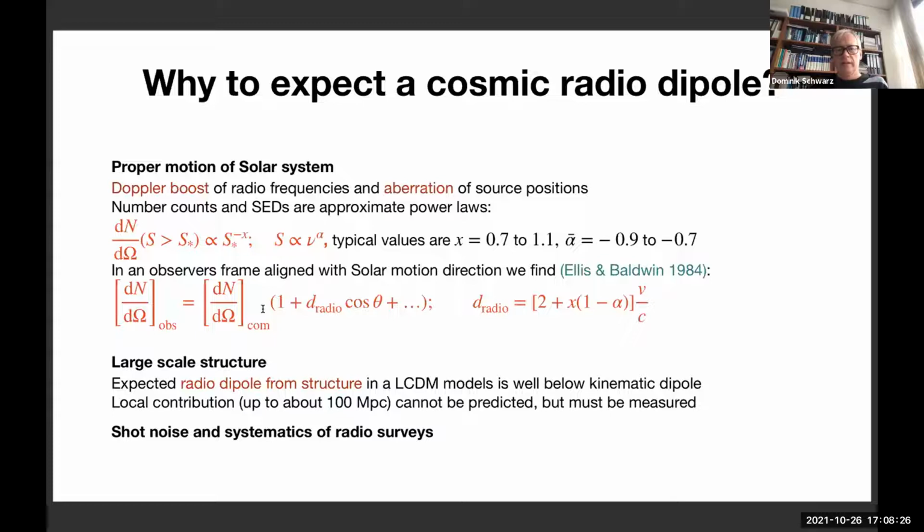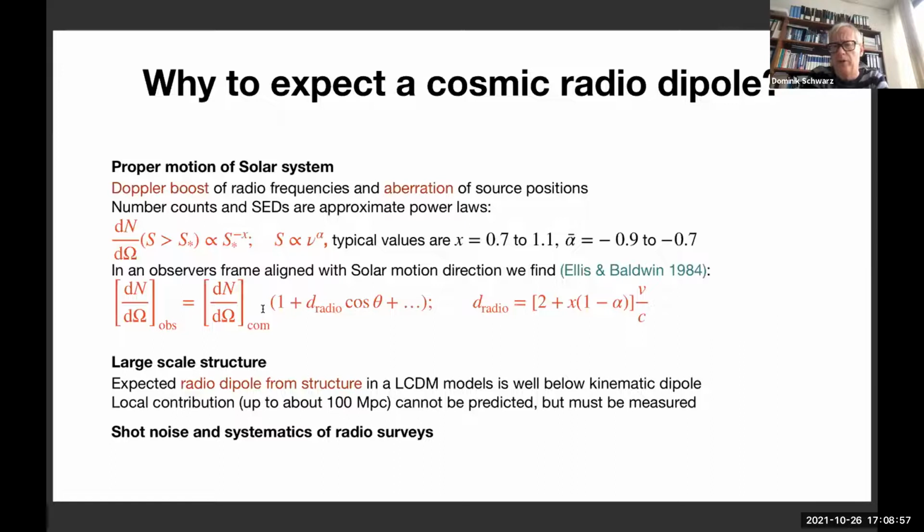And therefore, we also do expect some structure dipole. So you can of course make predictions on how big the structure dipole should be, and that needs a model. In our best-fit cosmology model, the lambda cold dark matter model, we can run simulations and ask what kind of average dipole we would expect on large scales? And that turns out to be well below the kinematic dipole.